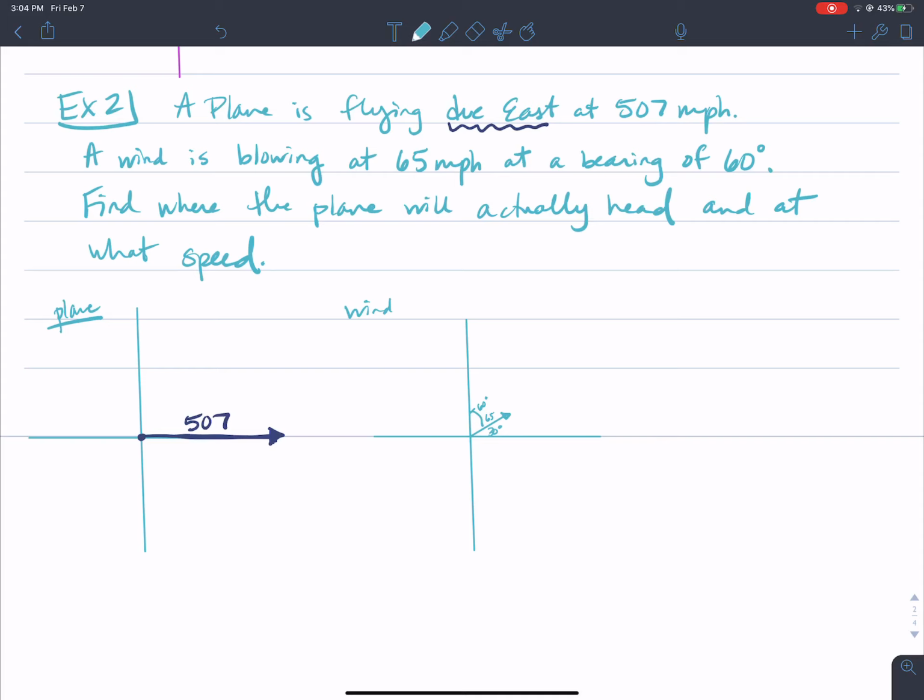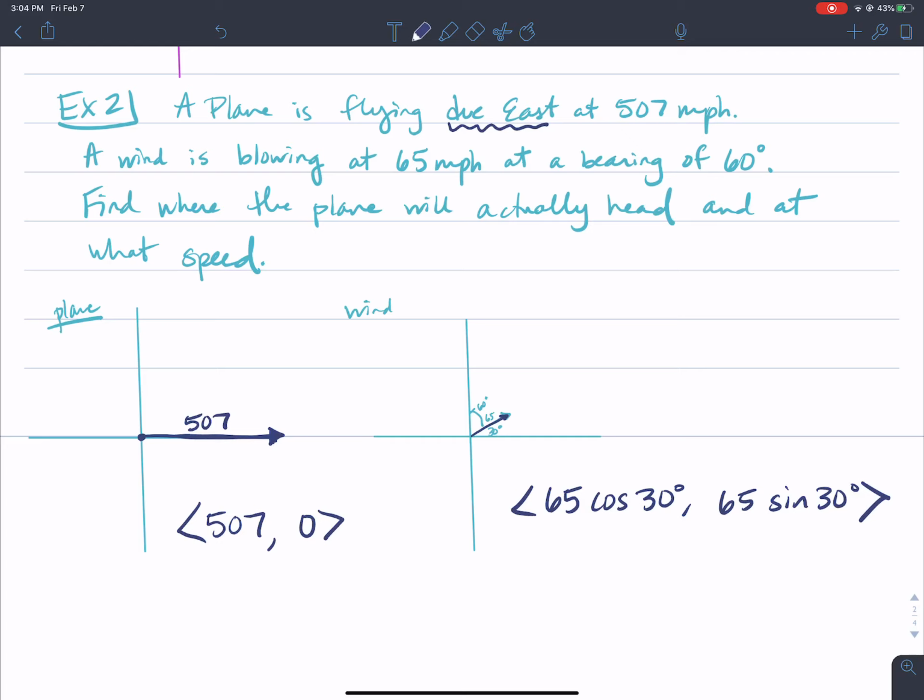So what you want to do is make components. For the plane, it's pretty easy. We can't make a triangle. We are going straight to the east, so we are going 507 in the x direction, 0 in the y direction. For the wind, you are going to have to do your little formula thing: 65 cosine, and then your direction angle, that's 30, and then 65 sine 30.